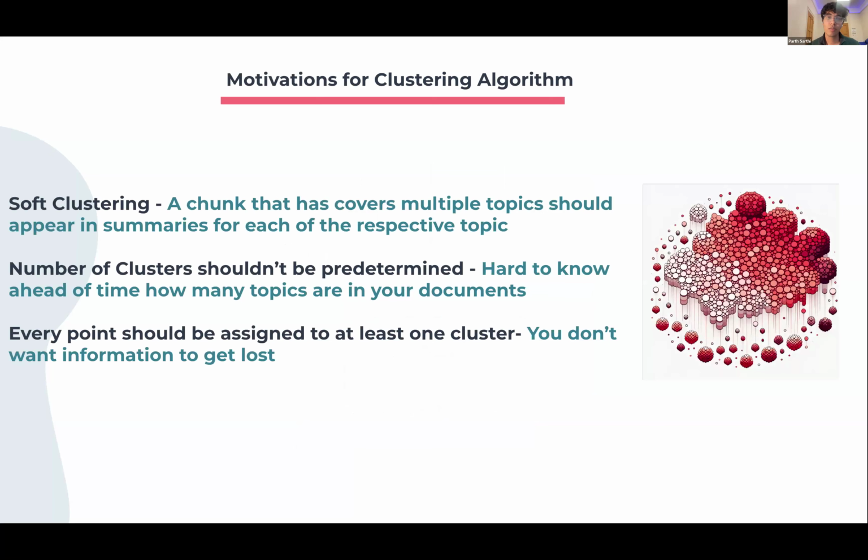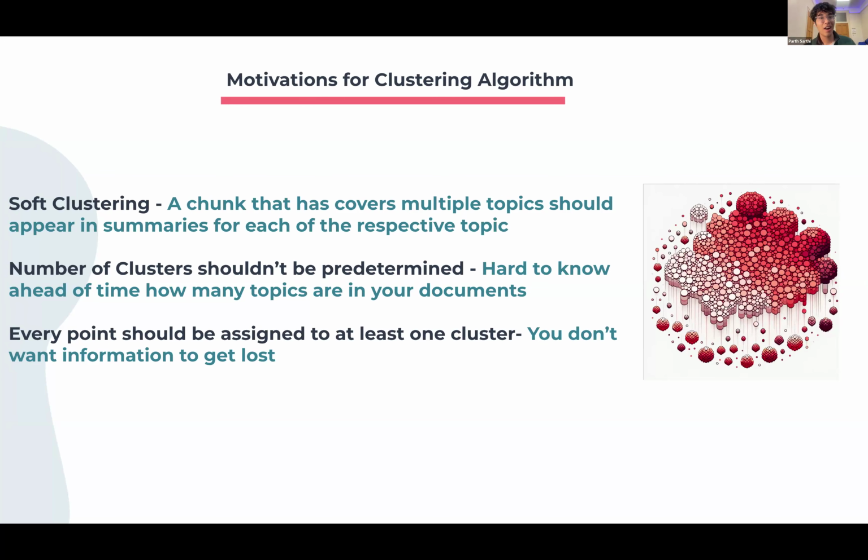So just some quick motivations for the clustering algorithm that we're thinking about. We wanted soft clustering in our clustering algorithm. The insight being a chunk that covers multiple topics should appear in summaries for each of the respective topics. For example, let's say my retrieval corpora contains text about how Parth is a singer, Simon is a singer, Jerry is a singer, and then it has a few sentences about how Parth is a violinist, Anna is a violinist, and so on.